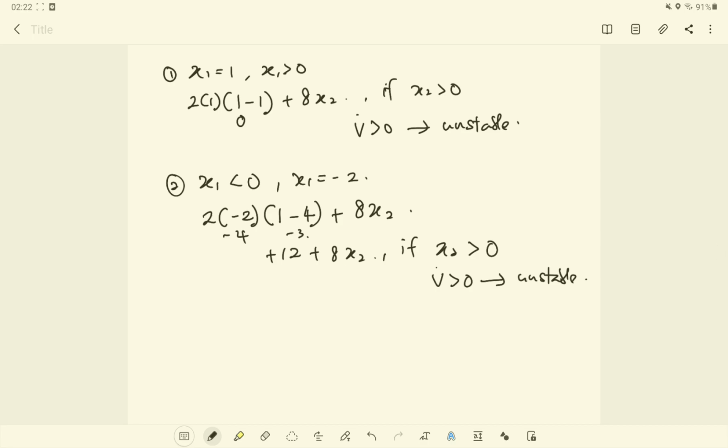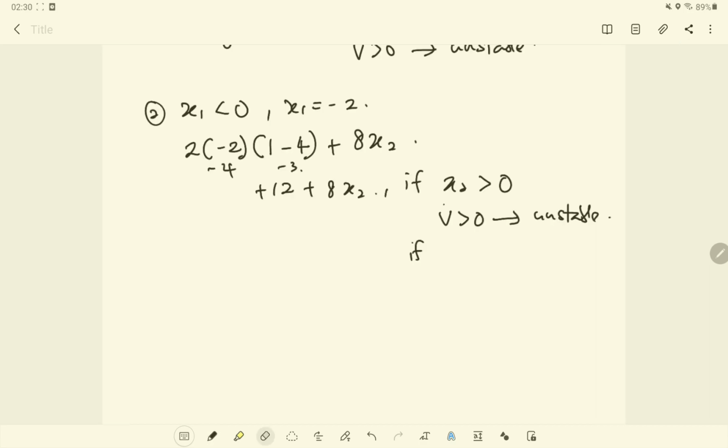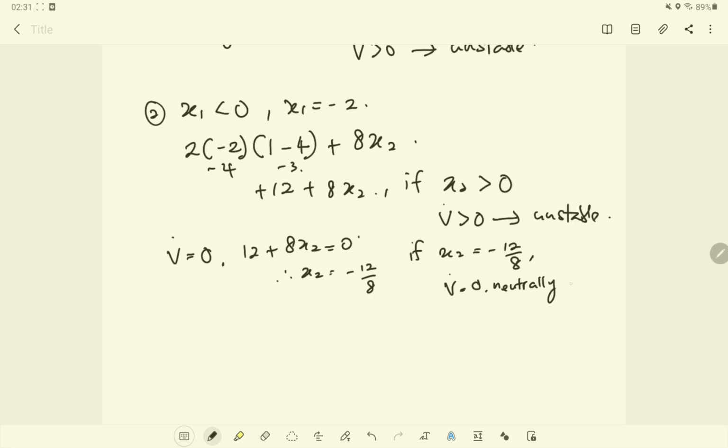Okay, let's say v dot is equal to 0, so 12 plus 8x2 is equal to 0. Therefore, x2 is equal to negative 12 over 8. So if x2 is equal to negative 12 over 8, so v dot is equal to 0, and the system is naturally stable.